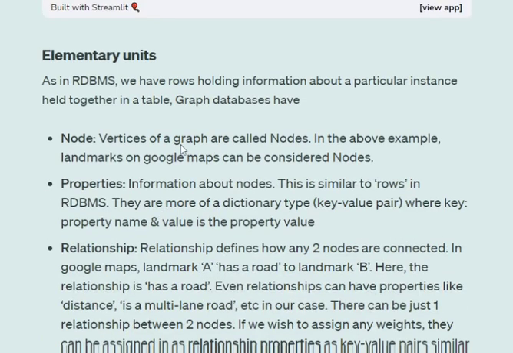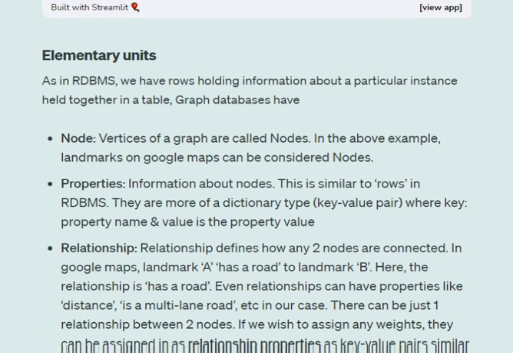Now let's understand the elementary units of a graph database. In an RDBMS, we have rows, columns, foreign keys and primary keys. These concepts don't exist in graph databases. The first element, the most important, is nodes. Vertices of a graph are called nodes, as I explained earlier. In terms of Google Maps, landmarks are nodes. Properties: information about the node.